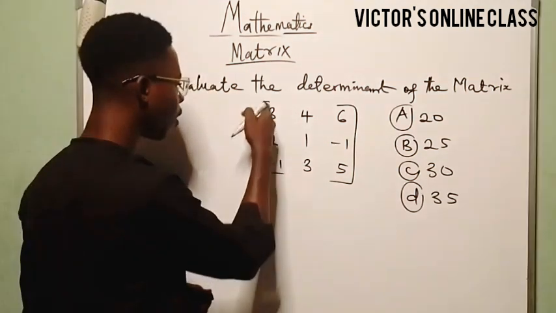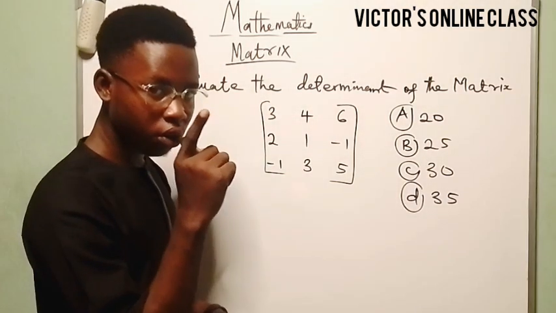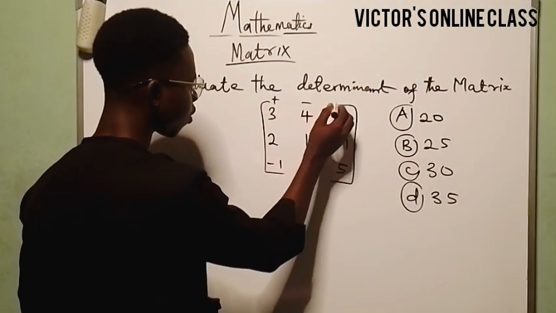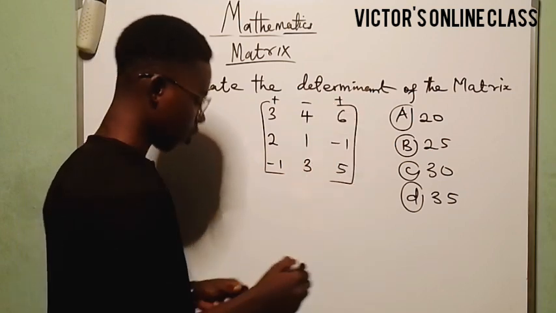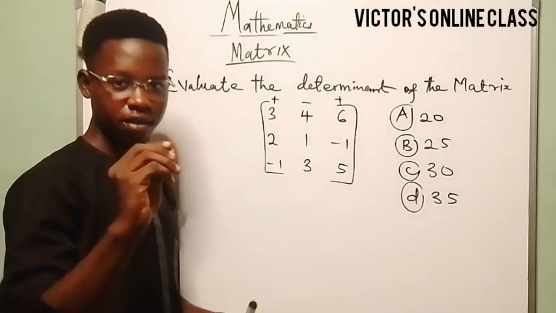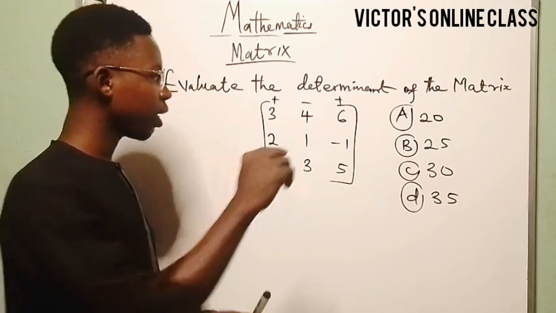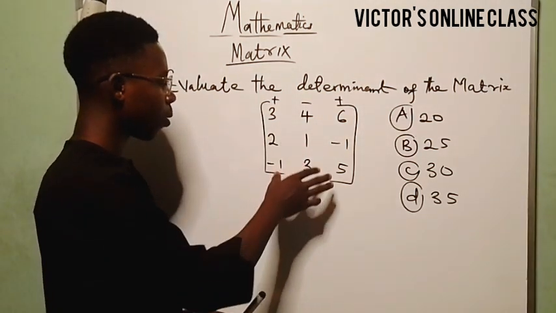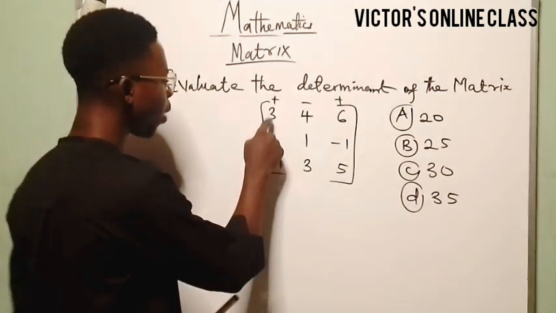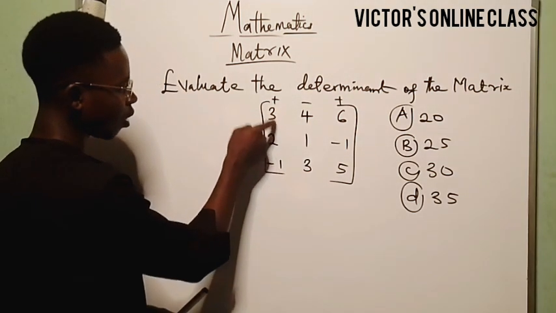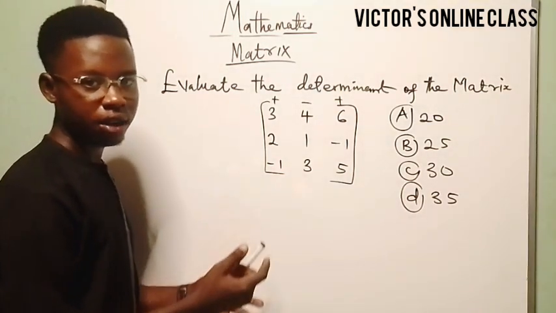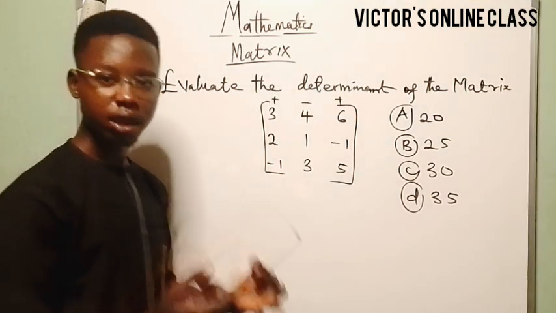Now you have here, first of all, the step you take is just put plus here, put minus, and then put plus. Put plus, minus, plus. You must do it when looking for the determinant of a 3 by 3 matrix. Now what are we to do next? Here we have plus 3, times what gives us 3, because if you have 3 and you have plus, 3 still gives you 3.